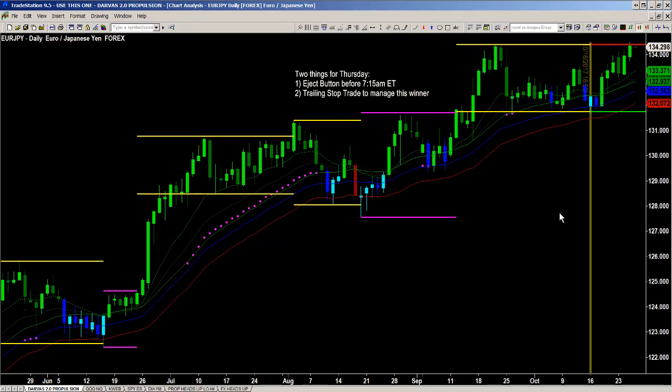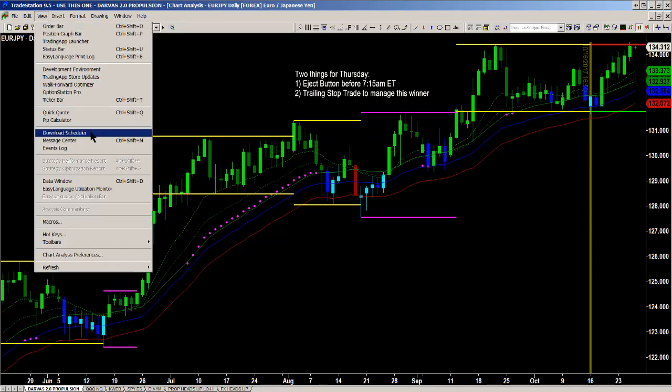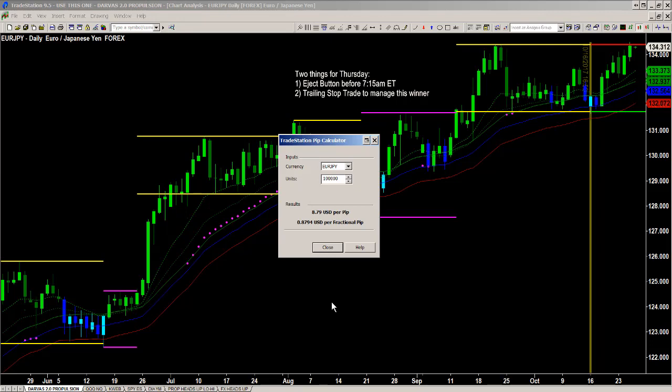The 132.10 to 131.85 entry zone, which is listed on the spreadsheet, had an initial target at 132.95, then 133.75, and then today at 134.30. So we've gone now 220 pips conservatively. It's more than that for those of you that got the 131.85, but 220 pips conservatively. Now, for those of you that are wondering, what's a pip? If you take a look here, it's nearly $9. It's $8.79 per pip. We went 220 of them per contract.